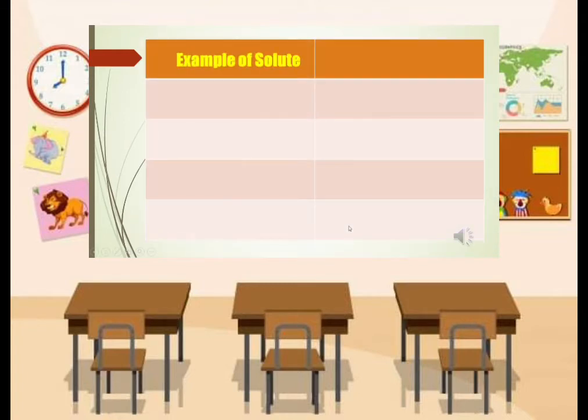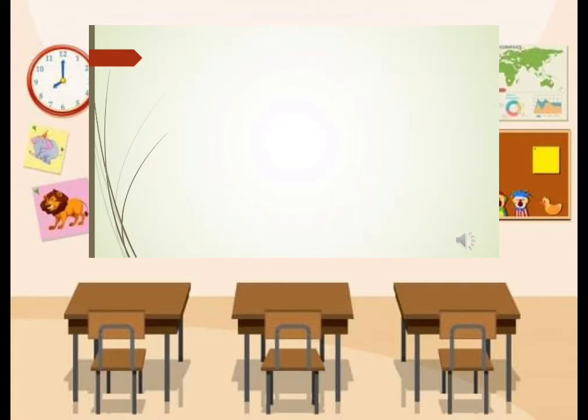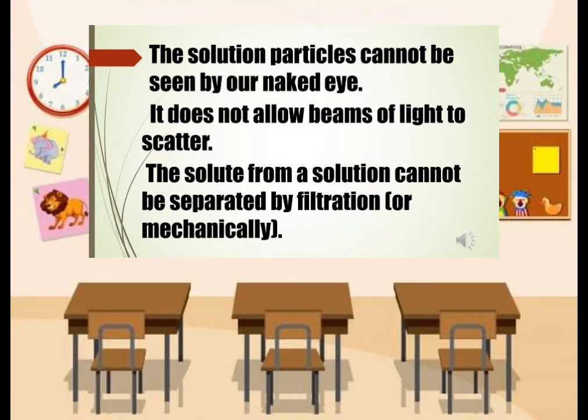Examples of solute are salt, sugar, dried nail polish, and paint. Examples of solvent are vinegar, water, acetone, and thinner. The solution particles cannot be seen by our naked eye. It does not allow beams of light to scatter. And the solute from a solution cannot be separated by filtration or mechanically.